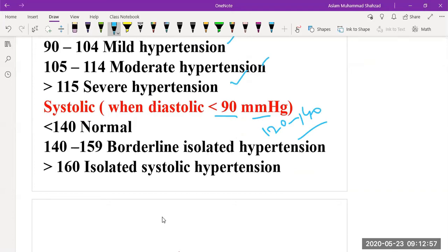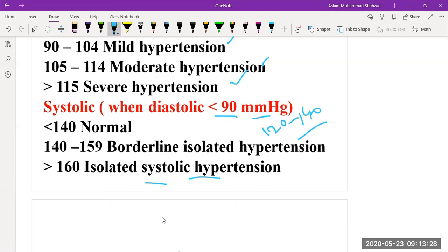And if it increases from 140 to 159, then it is considered borderline hypertension. And a further increase above 160 can be termed isolated systolic hypertension. But remember, in that case, the systolic is 160 or more and the diastolic is below 90. So it means a person has an increase of only systolic pressure, whereas diastolic blood pressure is normal.